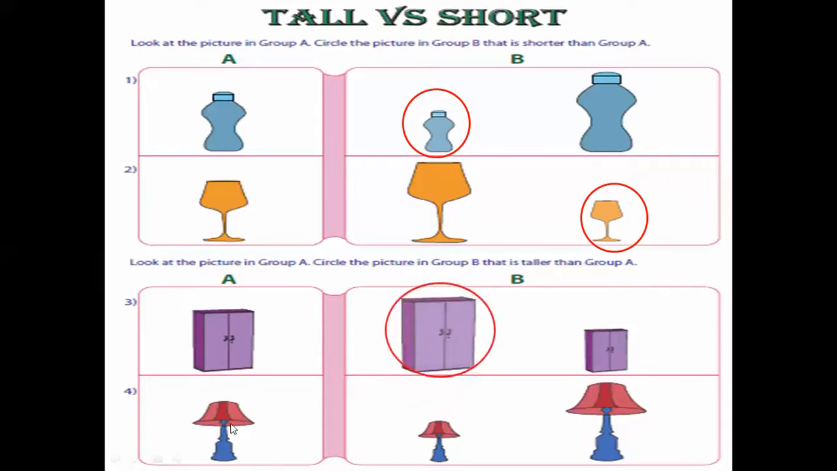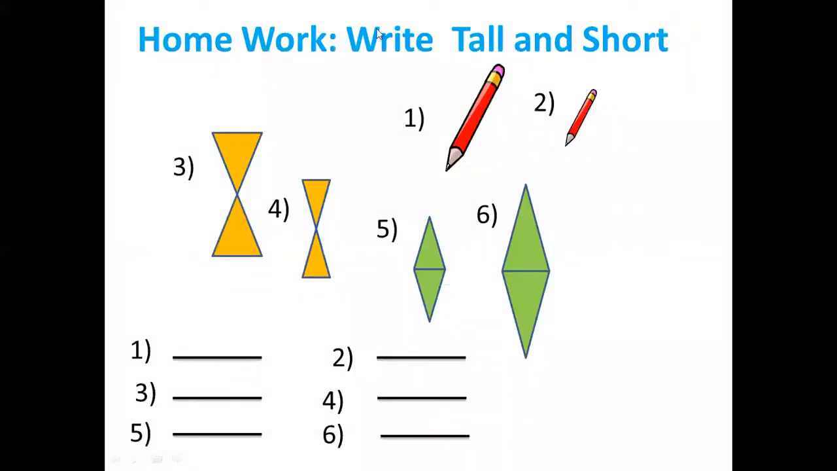Now the picture of a lamp in group A, in group B, we are going to compare the lamp that is greater than group A. So this one is greater than group A. Understood? Group A and group B. So in here we compare the shorter length with group A. Here we compare the taller length with group A. Understood?